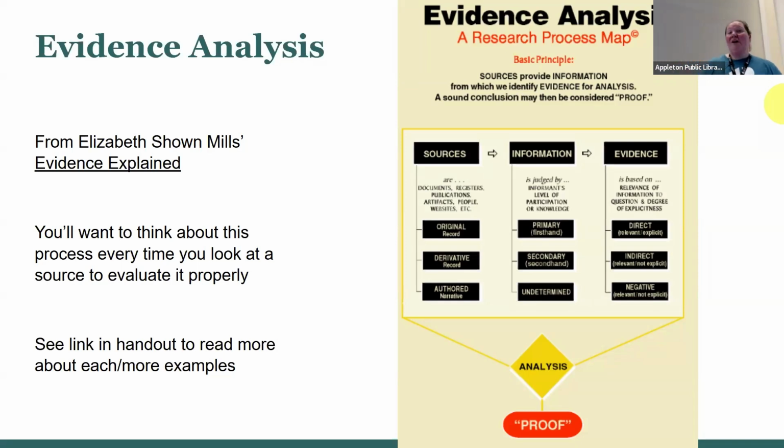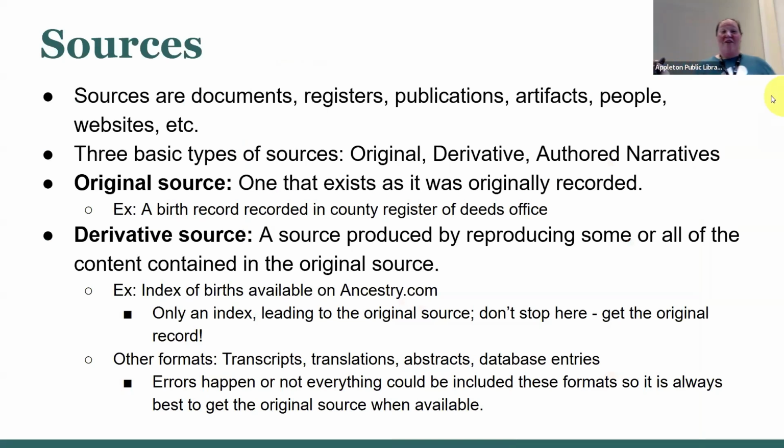So you want to think about this whole process every time you look at a genealogy resource to evaluate it properly. And there's a link in your handout where you can explore this and read a little bit more, because I can only go a little in depth into this since we've already got an hour down. So again, I could talk all afternoon, but I'm going to try to shorten it up for you. So sources, that's the first piece of the puzzle. Sources are going to be things like documents or registers or a publication or an artifact or people or website. These are all places where you can go to get information.